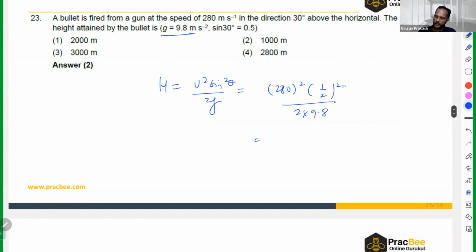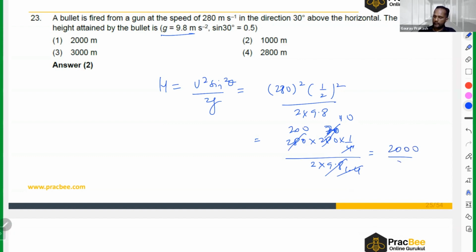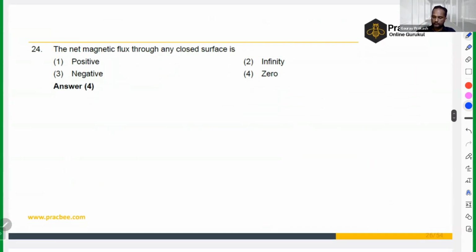So this is 280 into 280 into 1 by 4. So basically this can be written as 70 times, and we have 2 into 9.8. So you can further simplify this. This is 10 times, and this becomes 1.4 times, and this 1.4 times, this is 200. So basically 2000 divided by 2, and we get 1000 meter as the right answer, which is the second option.